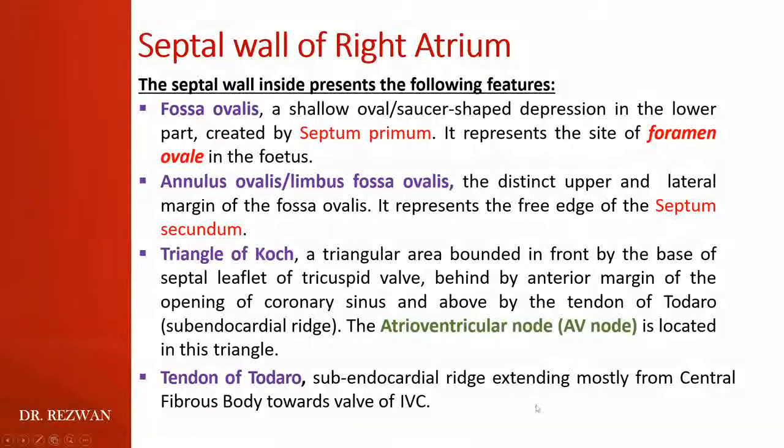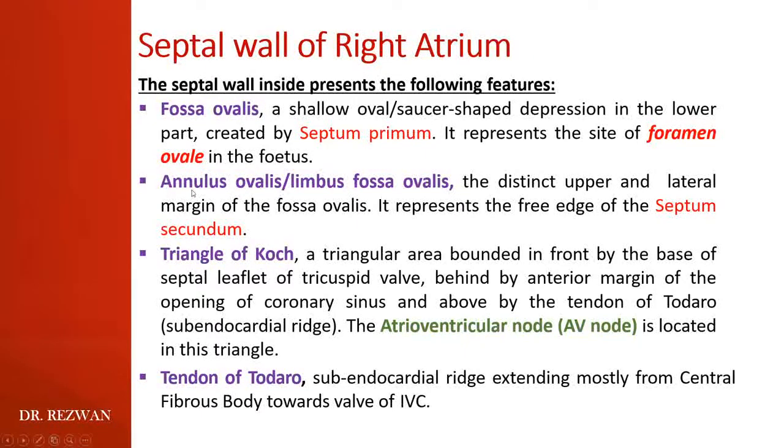Now the septal wall of the right atrium. The septal wall inside presents the following features: the fossa ovalis, a shallow oval saucer-shaped depression in the lower part created by the septum primum. It represents the site of the foramen ovale. You know that the foramen ovale was the communication present between the right atrium and the left atrium during development, and when the baby is born, this foramen ovale is totally abolished, and it will remain as a fossa ovalis.